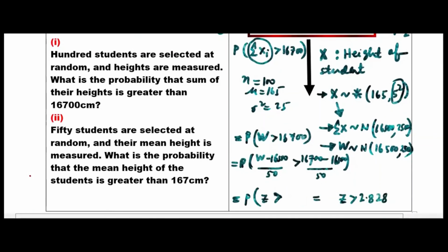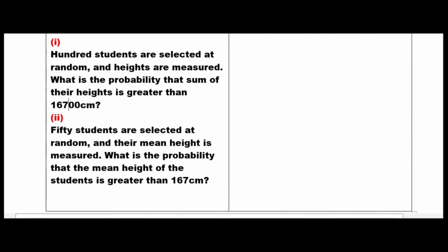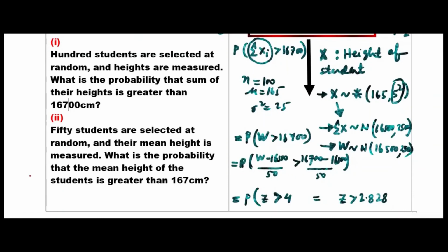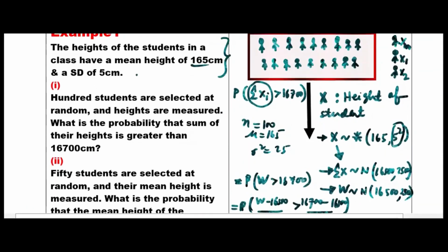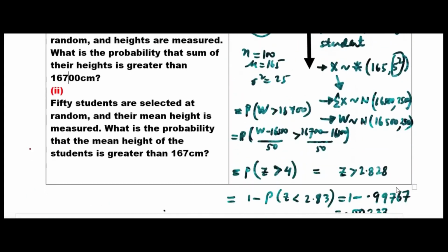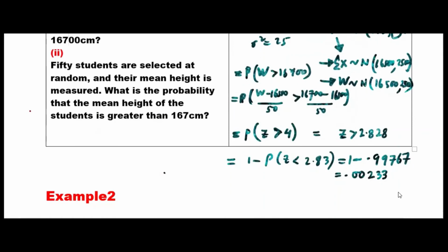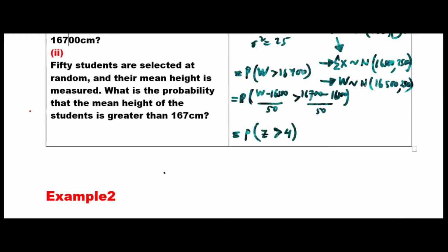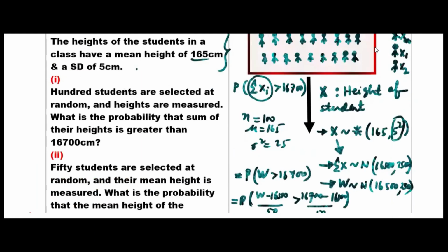And I have to find 16700 minus 16500, that is 200. 200 by 50 is 4. The probability will still be 0 because it's quite high now. If I change the question, the answer is still 0, there is a 0% probability, because it's greater. Now if you want to get some answer, then you have to make it 166.